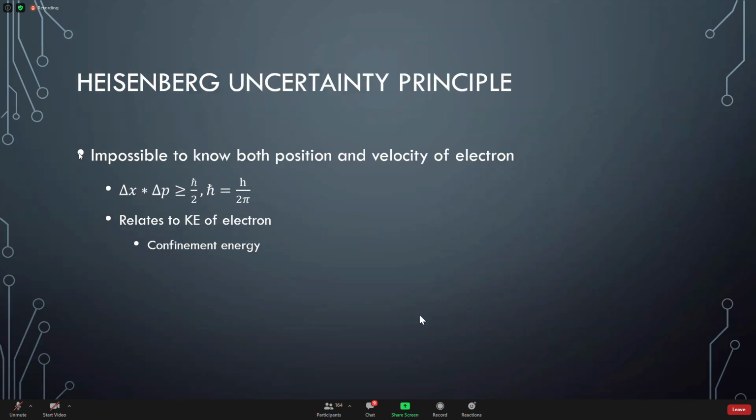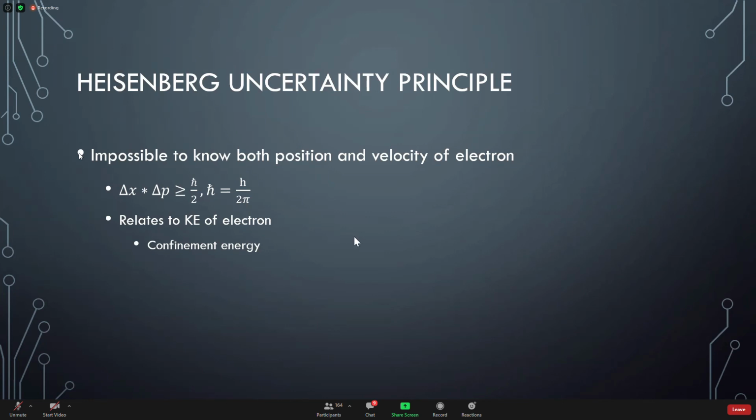So on the next slide, we're talking about the Heisenberg uncertainty principle. Basically this comes from some crazy quantum mechanics math, but the gist of it is that it's impossible to know both the position and the velocity of an electron at the same time. That's how we've written it here, where our uncertainty in position, which is delta x, times our uncertainty in momentum, which is this delta p, has to be greater than some constant value.